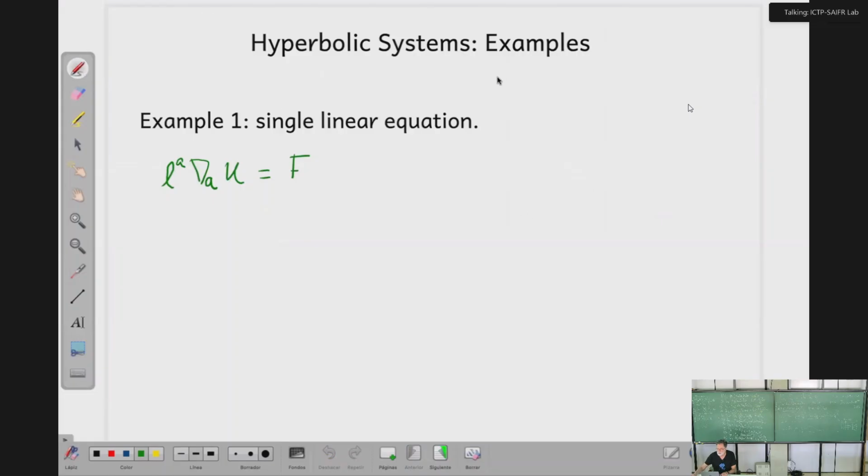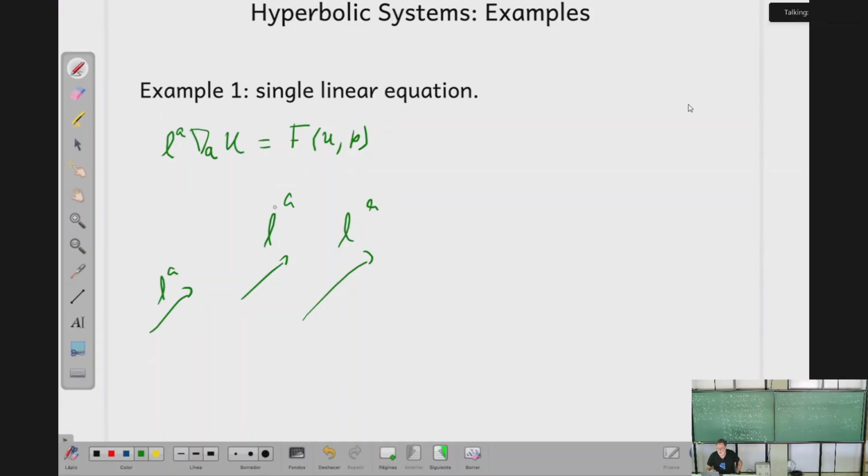So the simplest example you can think of is you are given a vector field L^A in space, in any dimension. And you take some scalar function, and you say that this is a function either of the space or of the point or both. Doesn't matter. And so you want to solve this.